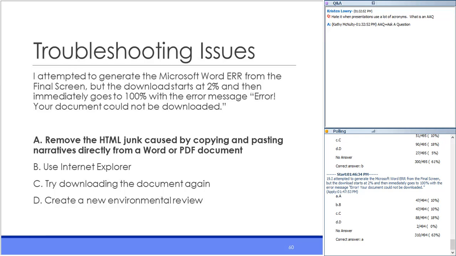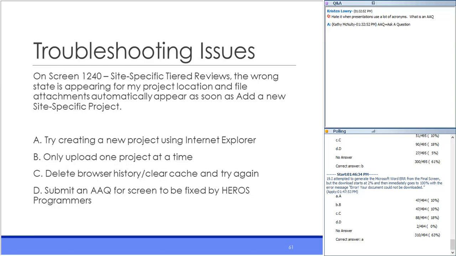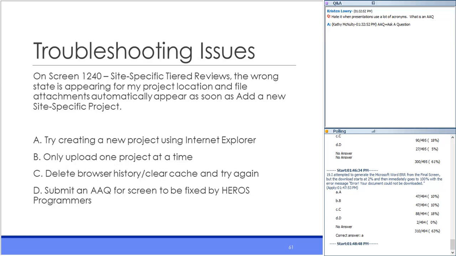Okay, let's see. We've got a few more questions for you. Next one is on screen 1240, site-specific tiered reviews. The wrong state is appearing for my project location, and file attachments automatically appear as soon as you add a new site-specific project. Should you A, try creating a new project using Internet Explorer, B, only upload one project at a time, C, delete the browser history and clear the cache and try again, or D, submit an AAQ for the screen to be fixed by HEROS programmers.